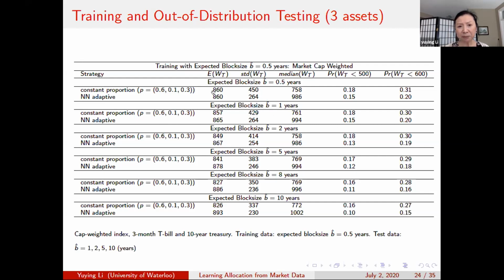And you can see that, first of all, the optimal strategy is performing better than the constant proportion strategy, which is 60%, 10%, 30% allocation, I should say. And then we have out of distribution tests for different expected size, 2 year, 5 year, 6 year, and 10 year. And the important point I want to make is that, first of all, across different out of distribution tests, the comparison between the 2 strategies are qualitatively similar. So that's a robustness test for the 3 assets case.